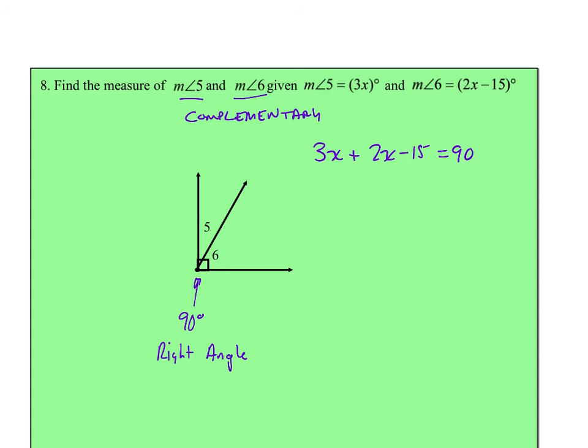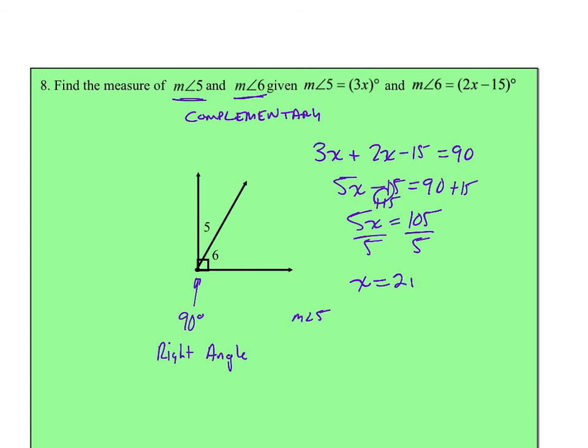Okay, what do they want to know? They want to know, find the measure of 5 and 6. So together, that's 5x minus 15 equals 90. 5x equals, let's see, that's going to be 105. Add 15 to both sides. Divide by 5. So x equals 21.